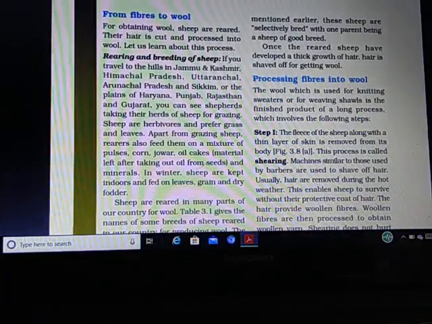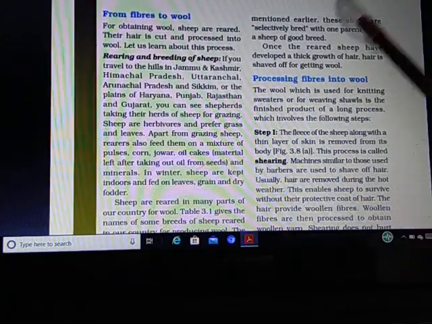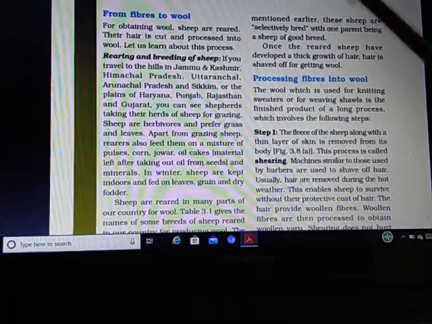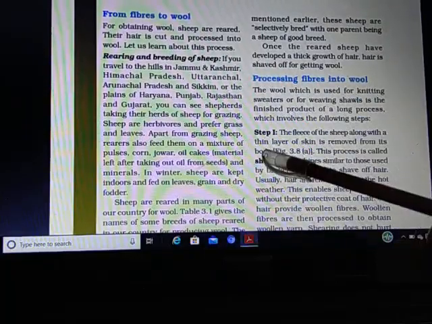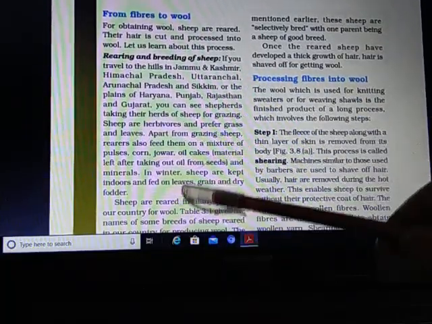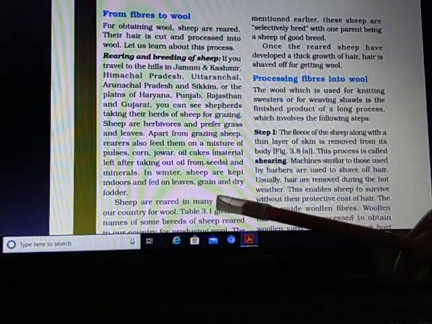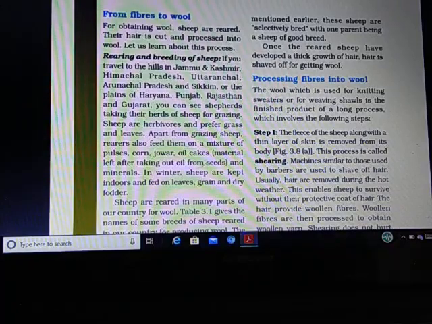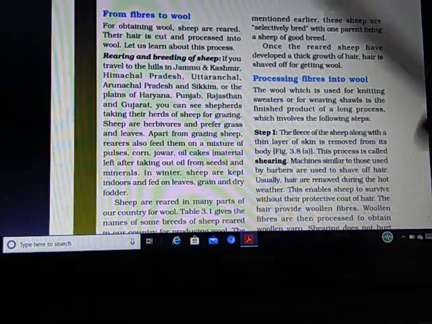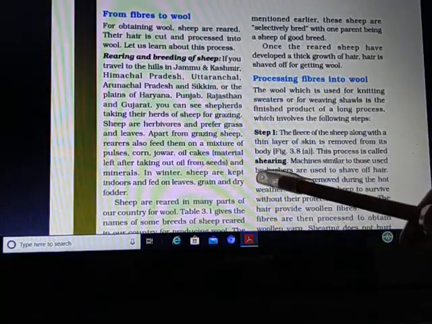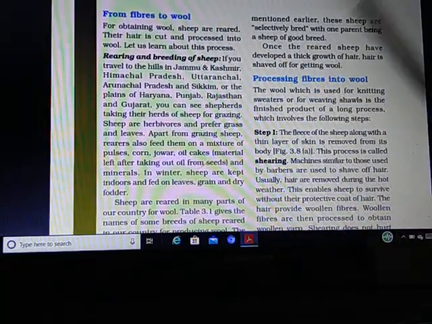They are naturally herbivorous and their food is grass and leaves. Apart from grazing, rearers also feed them a mixture of pulses, corn, jowar, oil cake, and minerals. Now, apart from this grass and leaves, sheep also eat the mixture of pulses, corn, jowar, oil cake, and minerals.